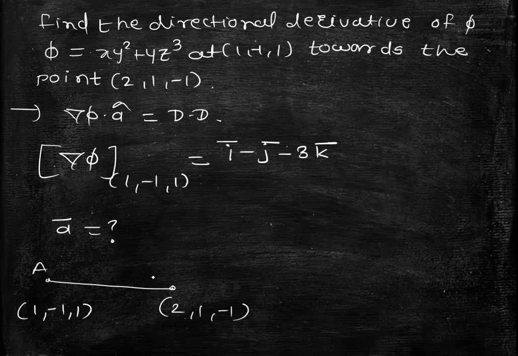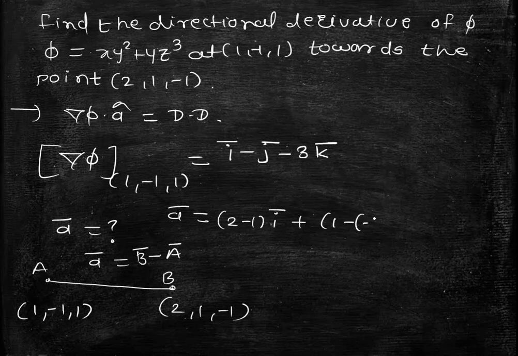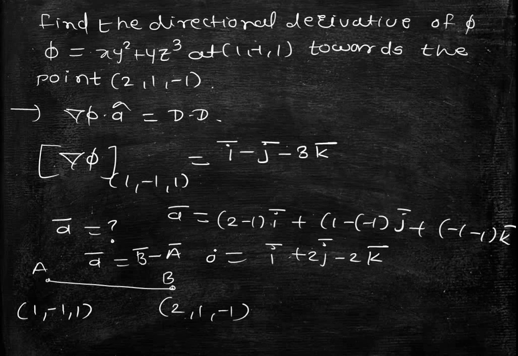Suppose that is A and that is B. So we have to find a bar as b bar minus a bar. So a bar is equal to 2 minus 1 i bar plus 1 minus minus 1 j bar plus minus 1 minus 1 k bar. So we have to subtract those terms: 2 minus 1, 1 minus minus 1, minus 1 minus 1. Okay, so that is i bar plus 2 j bar minus 2 k bar. So that is our a bar.